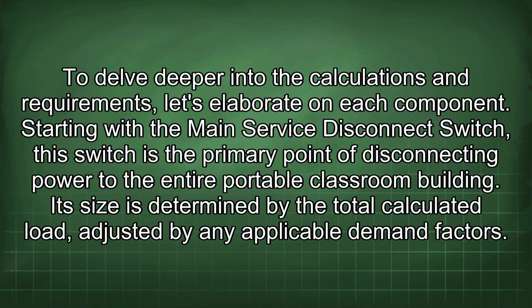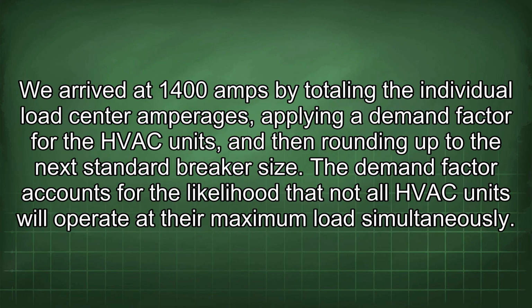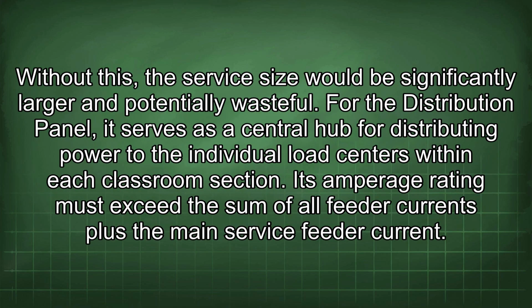To delve deeper into the calculations and requirements, let's elaborate on each component. Starting with the main service disconnect switch. This switch is the primary point of disconnecting power to the entire portable classroom building. Its size is determined by the total calculated load, adjusted by any applicable demand factors. We arrived at 1400 amps by totaling the individual load center amperages, applying a demand factor for the HVAC units, and then rounding up to the next standard breaker size. The demand factor accounts for the likelihood that not all HVAC units will operate at the maximum load simultaneously. Without this, the service size would be significantly larger and potentially wasteful.